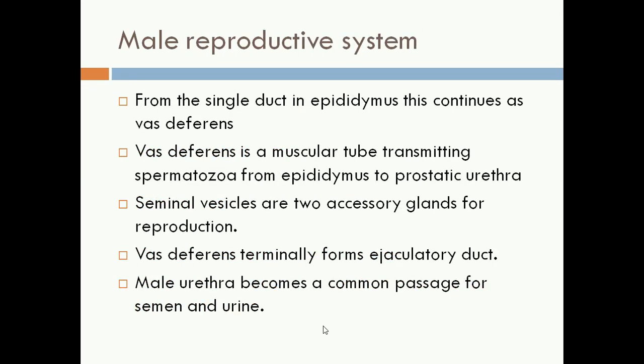From the single duct in the epididymis, it continues as the vas deferens. The vas deferens is a muscular tube transmitting the spermatozoa from the epididymis to the prostatic urethra. As the spermatozoa formed in the testis are transported through the vas deferens, they are also added with some secretions of the prostate, which we call the prostatic secretions, and along with it you also have one more structure called the seminal vesicle.